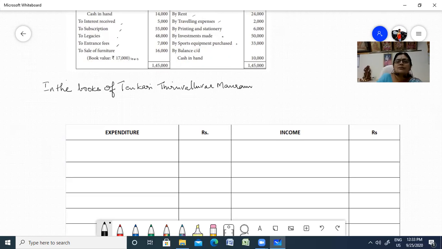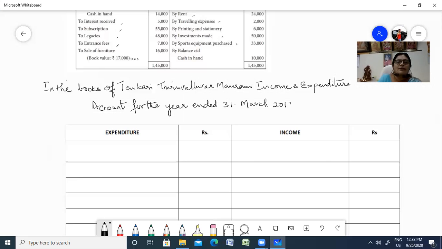income and expenditure. So you have 1 mark for the heading. If you don't write properly, they will reduce marks, so be careful when you write the heading. Income and expenditure account for the year ended 31st March 2019. Fine. Now expenditure and income. So expenditure you put on the debit side and then you have credit. So this is the format.